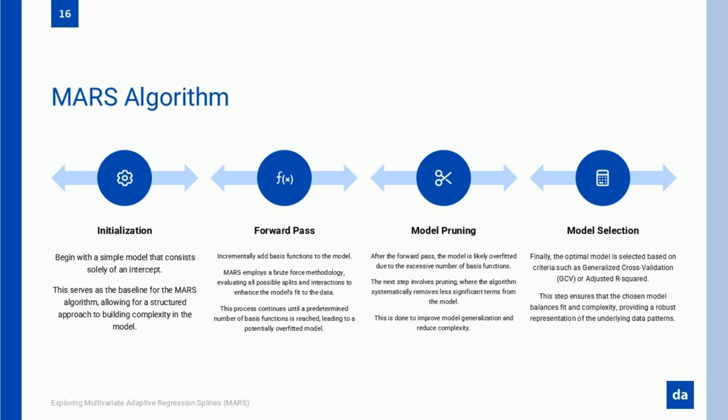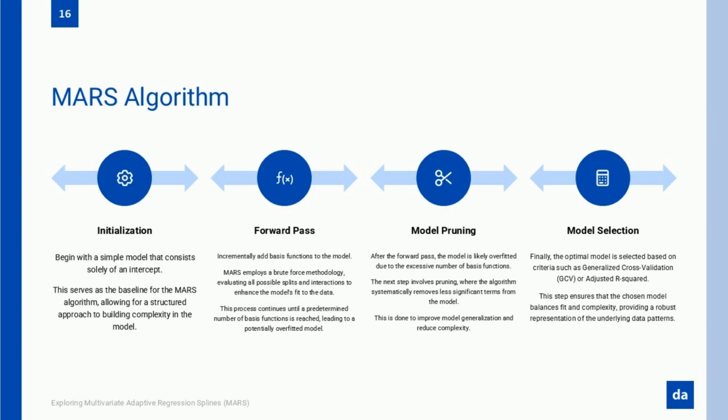Next comes the forward pass, where Mars aggressively adds basis functions to improve model accuracy. The algorithm systematically tests different splits in the data, identifying knots where relationships change, and introducing new basis functions at these points. It evaluates all possible interactions, considering whether combining variables improves predictive performance. This brute force approach leads to a model that captures every possible pattern, but also introduces unnecessary complexity, making it prone to overfitting.